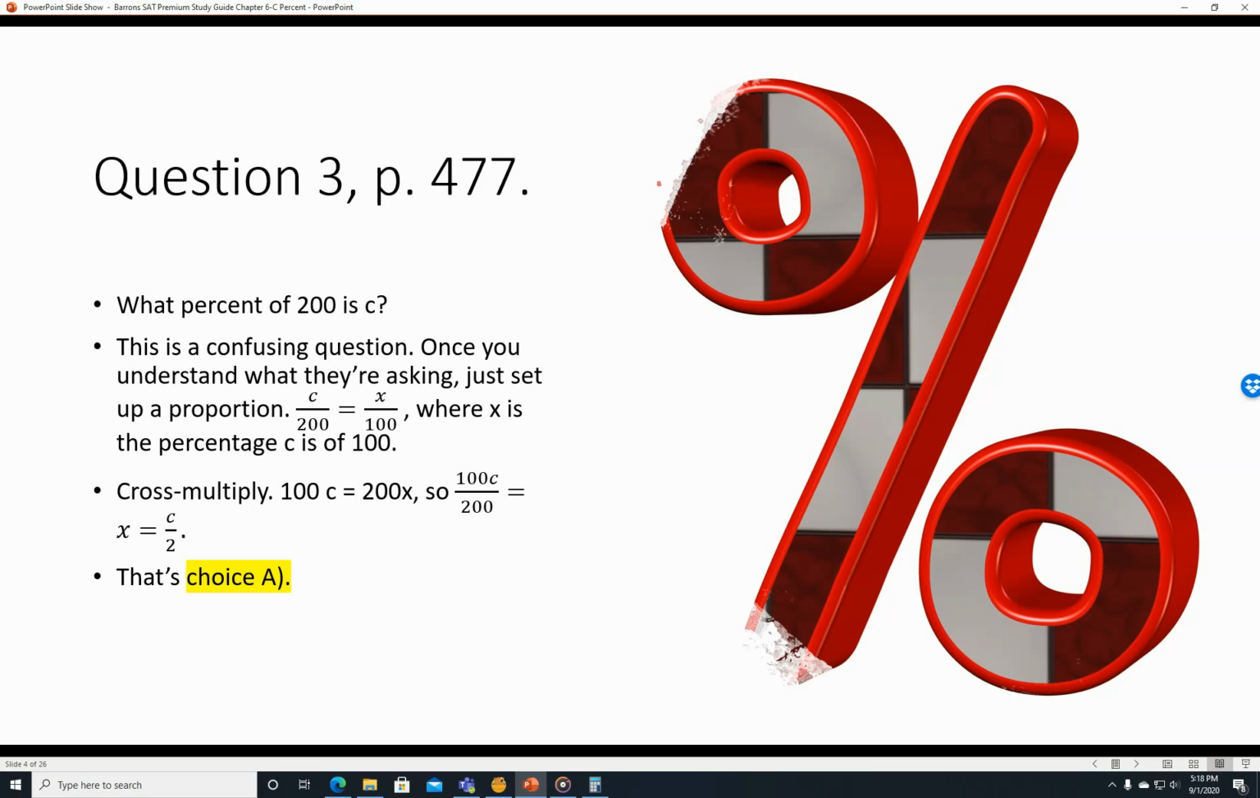So once you understand what they're asking, just set up a proportion like C over 200, because C is going to be some part of 200. And we know that's going to be equal to X over 100, which by definition is X percent. So X is going to be the percentage that we're trying to find. So then you just cross multiply. So we get 100C is equal to 200X. And so 100C over 200 just ends up with X is equal to C over 2.